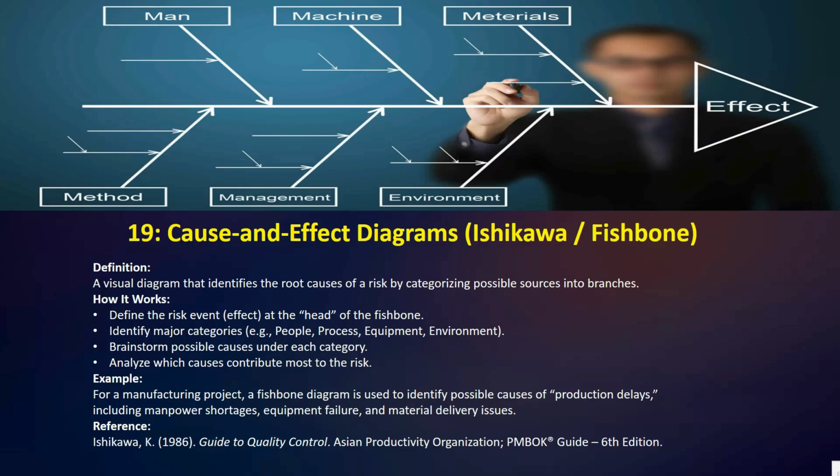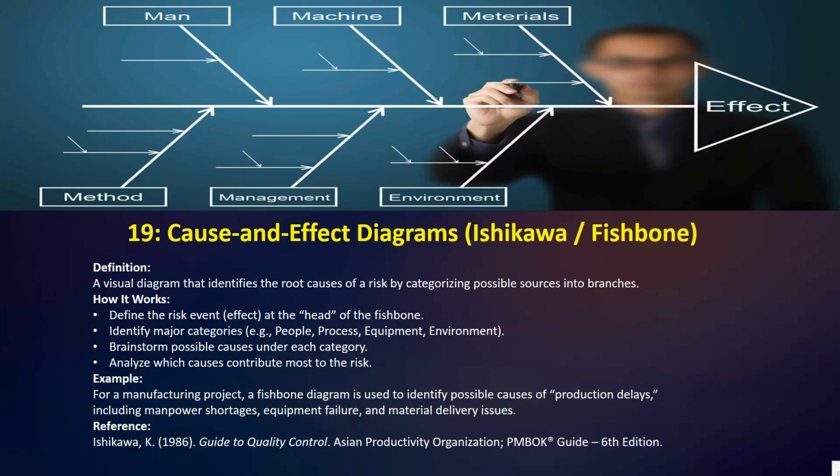Okay, so how it works: define the risk event or effect at the head of the fishbone, then identify major categories, for example, people, process, equipment, environment, then brainstorm possible causes under each category, then analyze which causes contribute most to the risk.